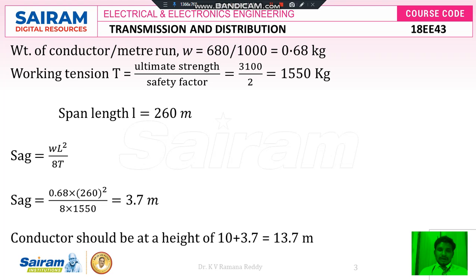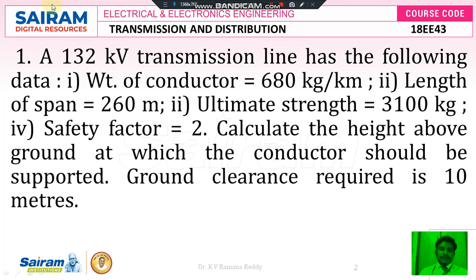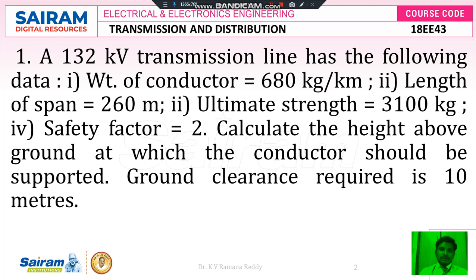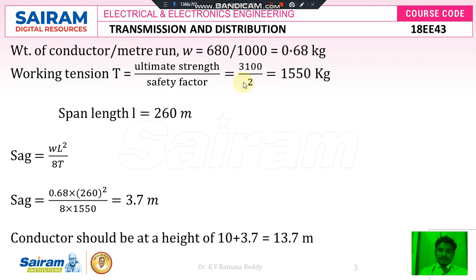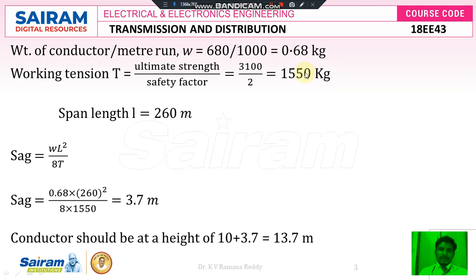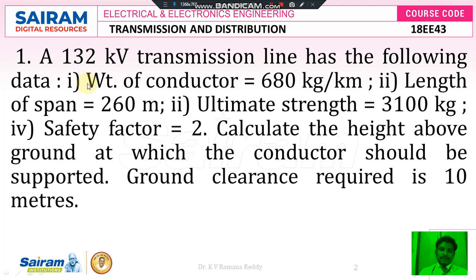So first of all, according to the given problem, I am going to write the given data. The given data is a 132 kV transmission line, so the line voltage they gave is 132 kV. Then the weight of the conductor is 680 kg per kilometer. Per kilometer means 680 per 1000, it becomes 0.68 kg per meter.